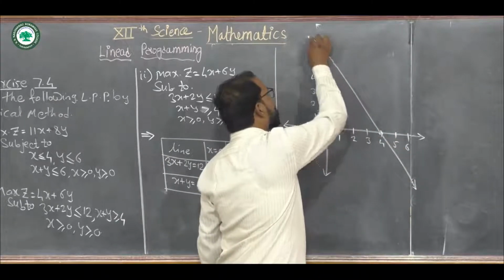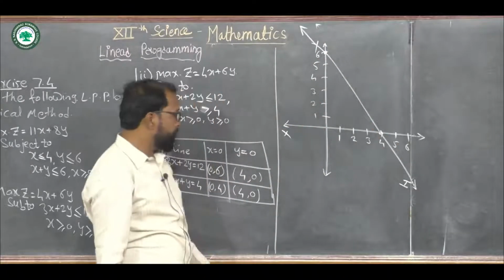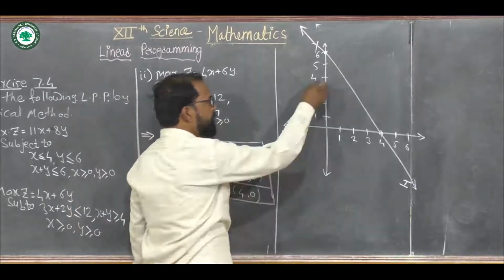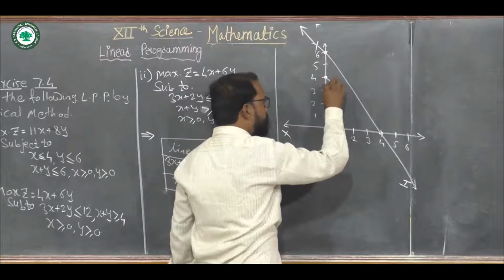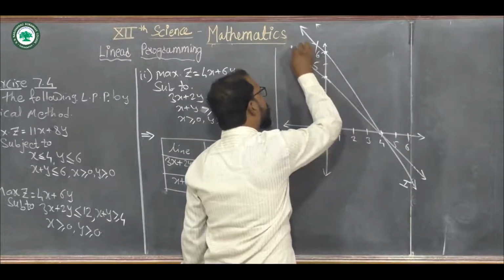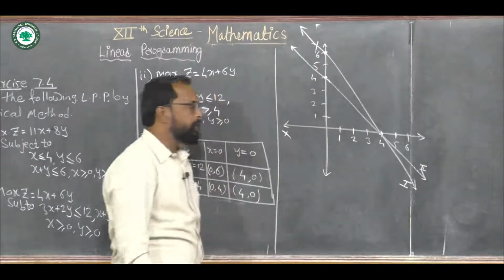this is the first line. Now for the second line, 0, 4 and 4, 0. This is 0, 4 and this is 4, 0. Again joining these 2 points, we get the second line.